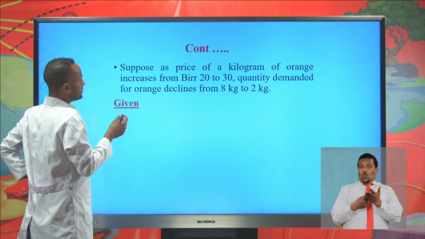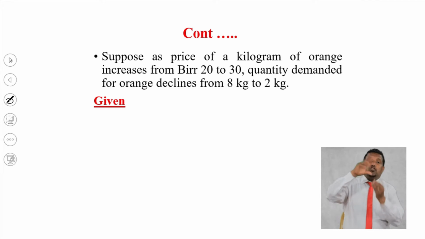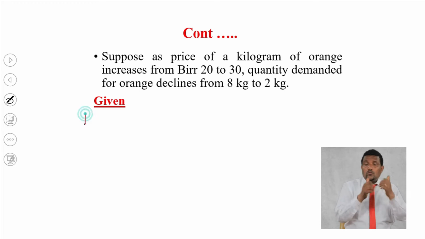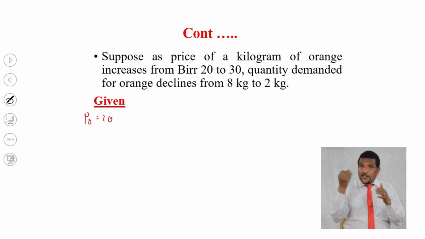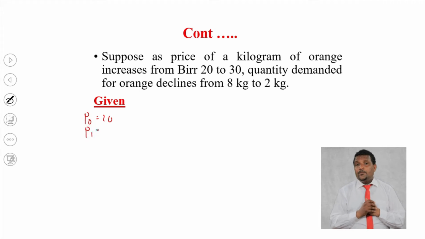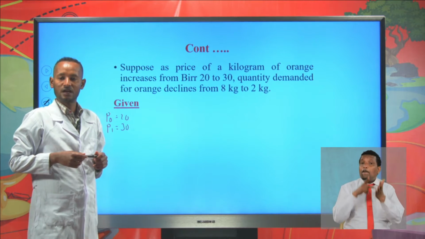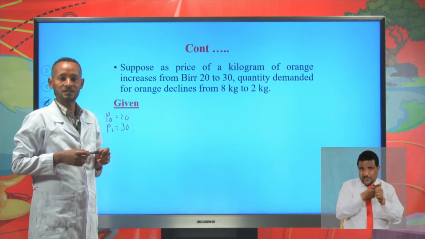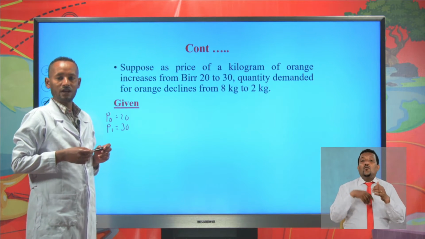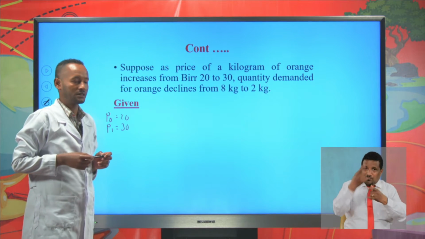So from this information, suppose the price of a kilogram of orange increases from 20 to 30, that means the initial price is given, which is 20, and the final price is 30. Remember here, when we say initial price, we are not referring to the lowest price, rather the price which comes first is considered as initial. And again, when we say the final value, we are not referring to the largest value, rather the value which comes last is considered as final.